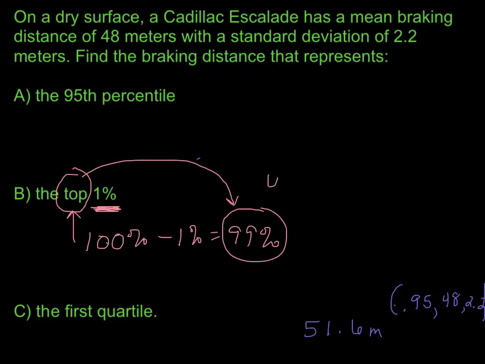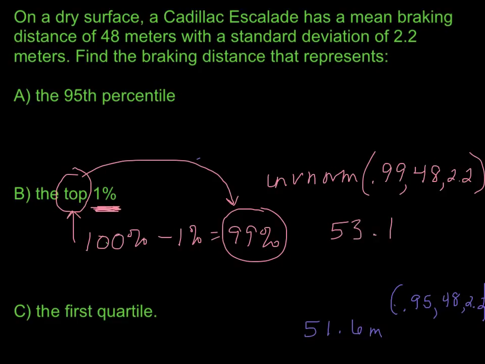So now I'm going to do inverse norm. Now I want the 99th percentile. So 0.99, 48 meters is my mean, 2.2 is my standard deviation. Your calculator is going backwards on that original z-score formula, and it's going to get back to the real life value of 53.1 if I round to the nearest tenth. So 53.1 meters is in the top 1%. That means 99% of all Cadillac Escalades will stop sooner than 53.1 meters.